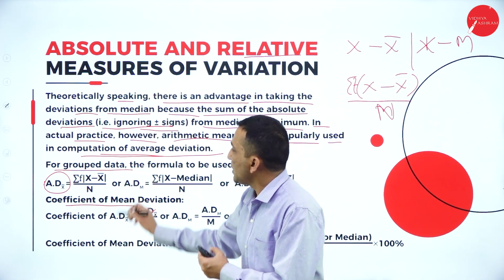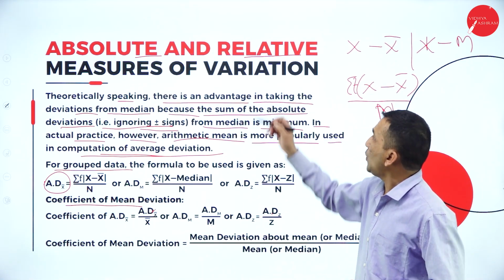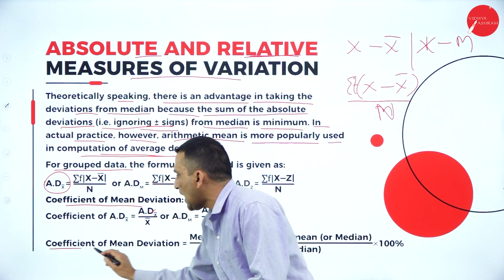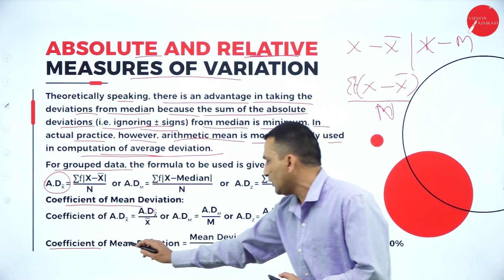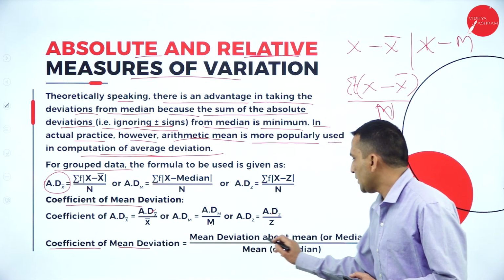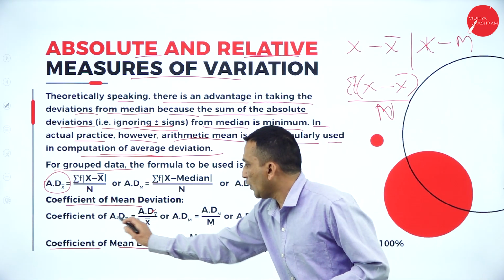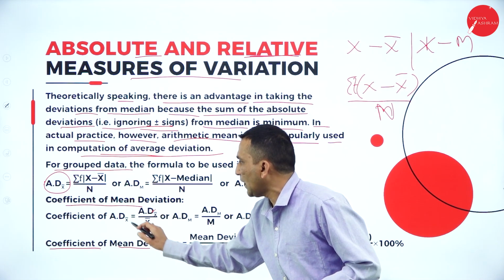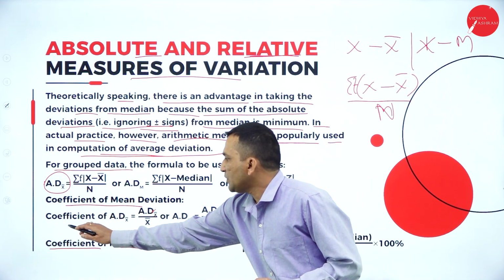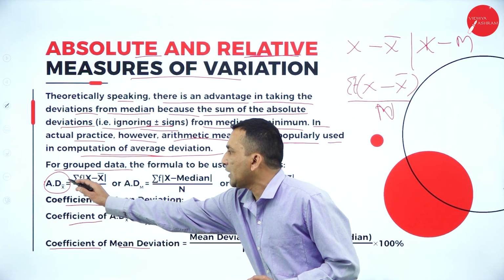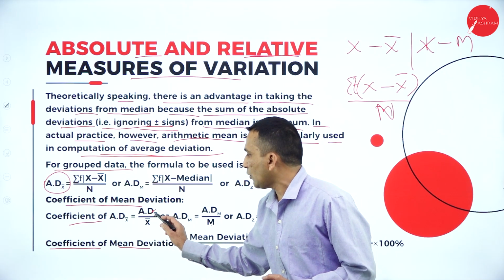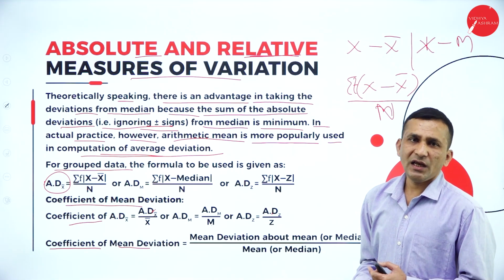Now, related to the relative measure of variation, how do you calculate it? You are just calculating the coefficient of mean deviation. The formula is very simple: mean deviation about the mean. When you calculate the coefficient, whatever absolute value you calculated, you write that in the numerator, and in the denominator you write x bar, because you are using the x bar value.